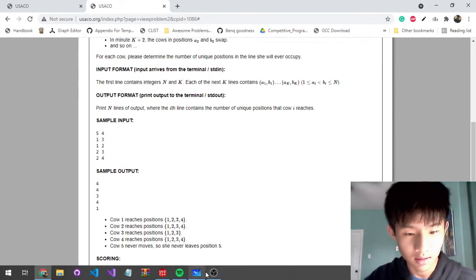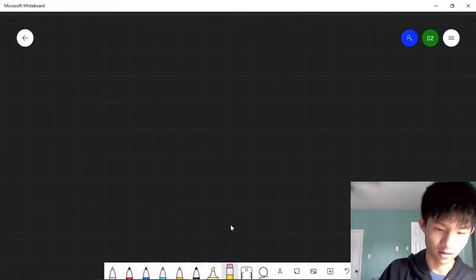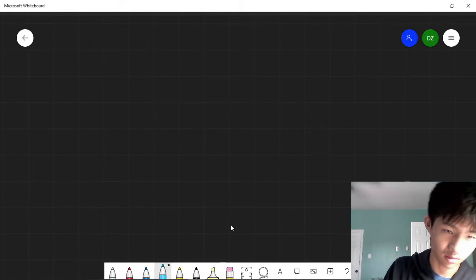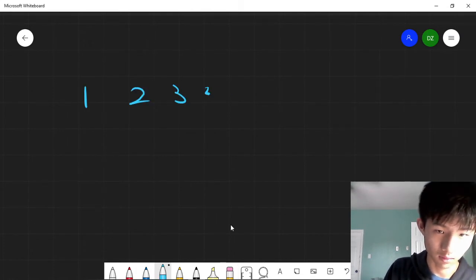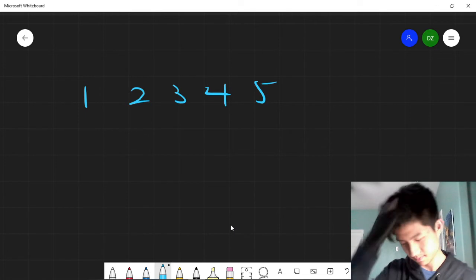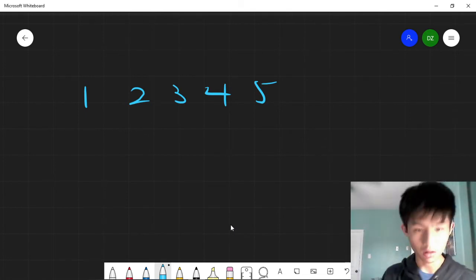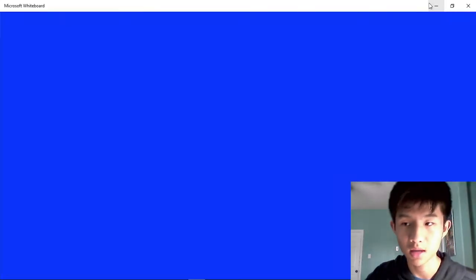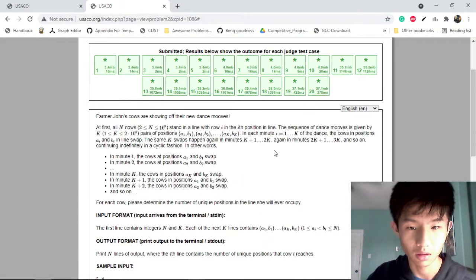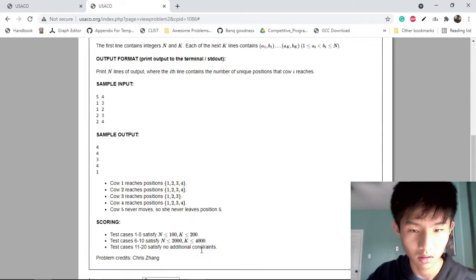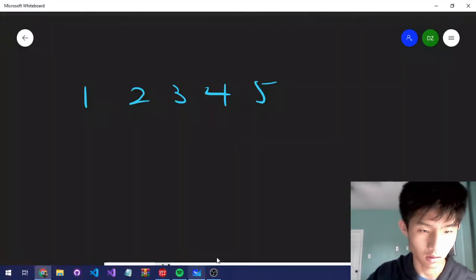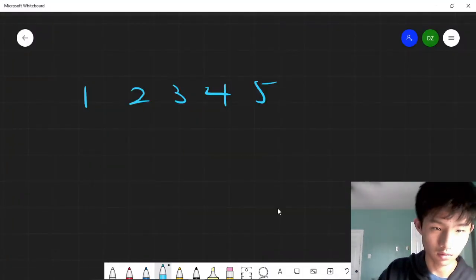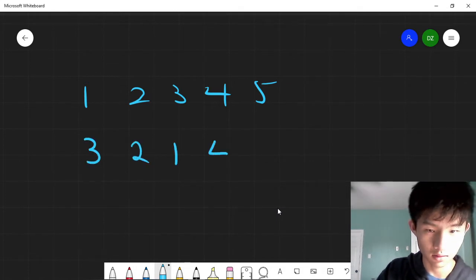So the idea is there's a bunch of cows on a number line, right? I'm going to name them 1, 2, 3, 4, 5 because it's much easier. And so what happens is there are going to be cow swaps. Every second, 2 cows swap. So the first swap is 1 and 3, I think. So this is going to change to this.